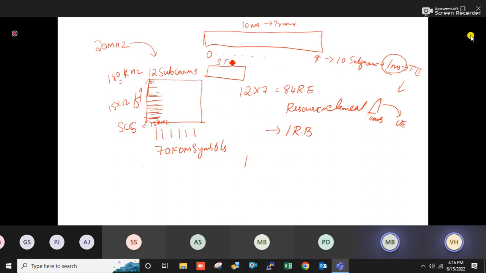This 1 millisecond subframe is again divided into slots, which are of 0.5 millisecond. And this 0.5 millisecond is 1 RB. One more RB comes here. And this RB is nothing but 12 subcarriers. If I consider the complete subframe, it will be 12 into 14, which is 168 resource elements.